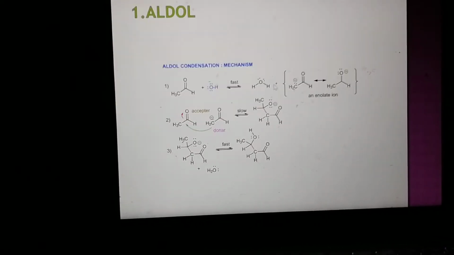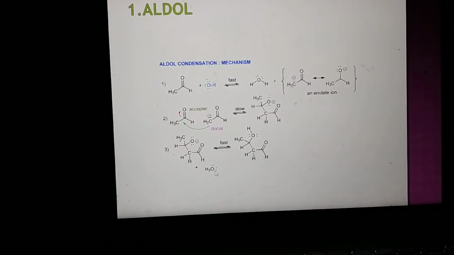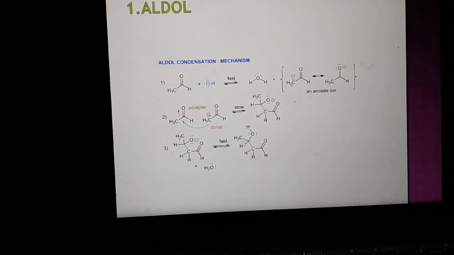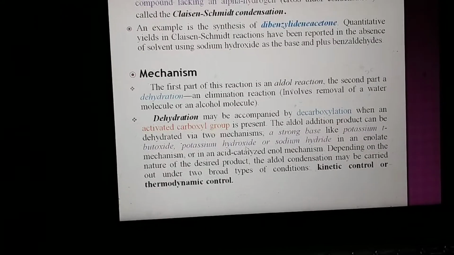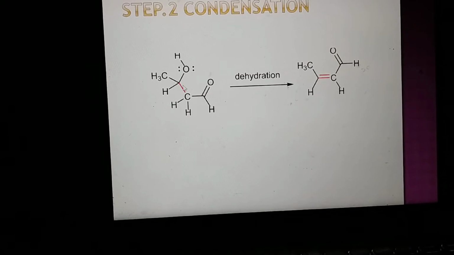This will attack this electron deficient site, so this species will form. Since water is present in this medium, O minus will abstract hydrogen from it and be converted to this species. This step is very fast. In the next step, the condensation, this bond shifts and this OH is released out. Since one hydrogen is also released, water is released out, and this double bond is formed here. So this fragment moiety will form in the reaction. It is your desired product.